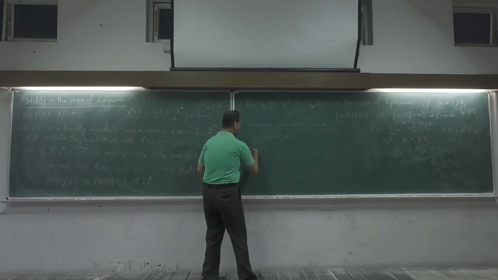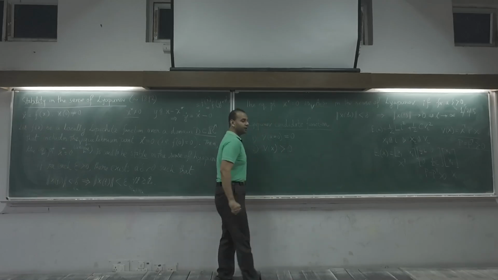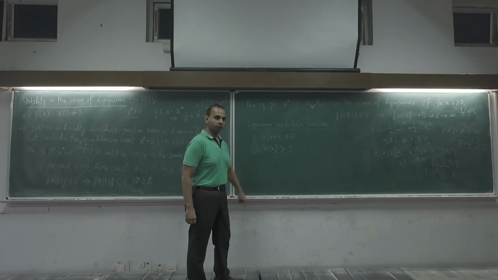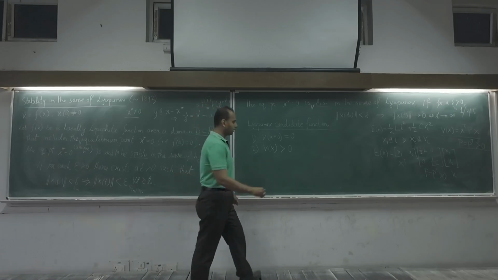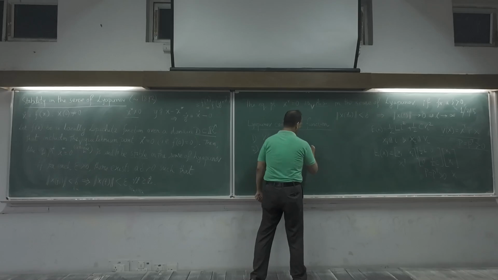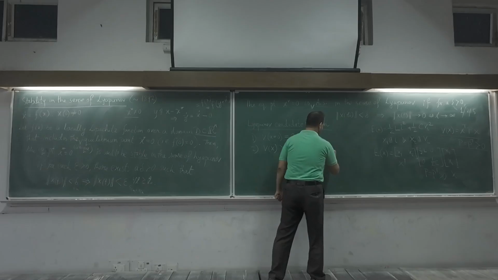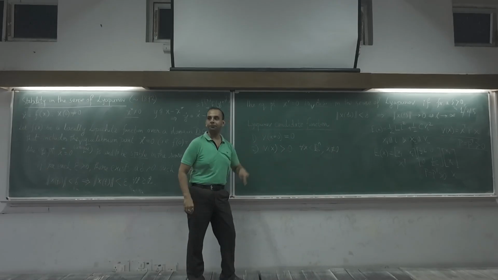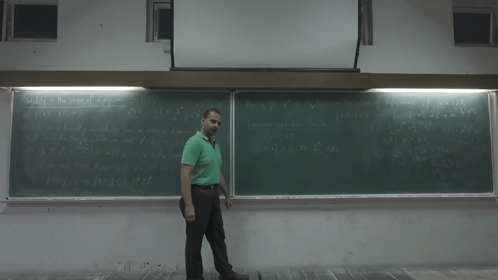Okay? Second one. V(x) must be positive definite. That means V(x) should always be positive for all x belonging to Rn. Also, x should not be identically equal to 0, because then it will create an ambiguity. That is, it will remain positive definite for all non-zero x, right?